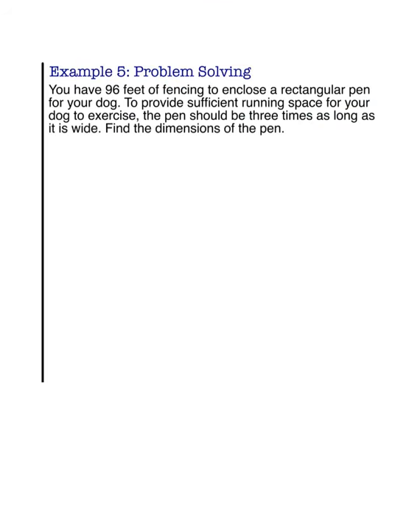Example 5 has some problem solving for us. So you have 96 feet of fencing to enclose a rectangular pen for your dog. To provide sufficient running space for your dog to exercise, the pen should be 3 times as long as it is wide. So find the dimensions of the pen. First, I'm going to make a sketch of the pen. To provide sufficient space, it should be 3 times as long as wide. So this is W, this is L, and L should equal 3W.